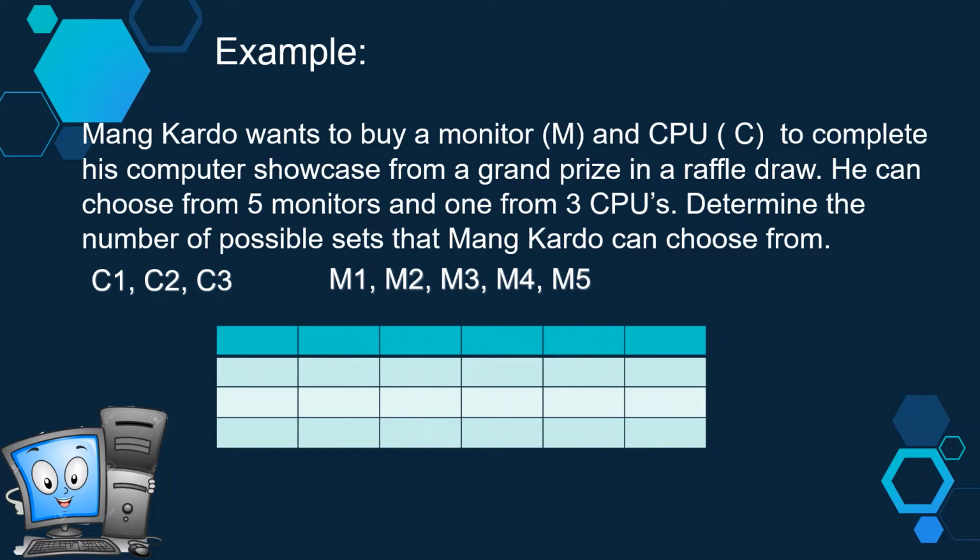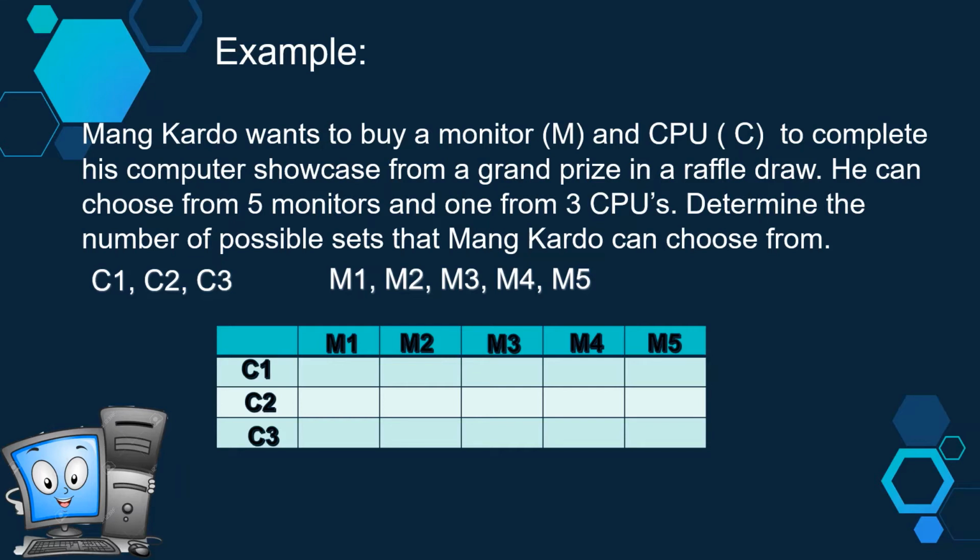C1, C2, and C3, yan yung mga nasa row natin. And M1, M2, M3, M4, and M5, yan yung ilalagay natin sa ating columns. Okay, pwede ring magbaliktad. So, pwedeng sa row, ilalagay yung M1, M2, M3, M4, M5, at sa column, yung C1, C2, and C3. Parehas lang din ang lalabas na sagot.